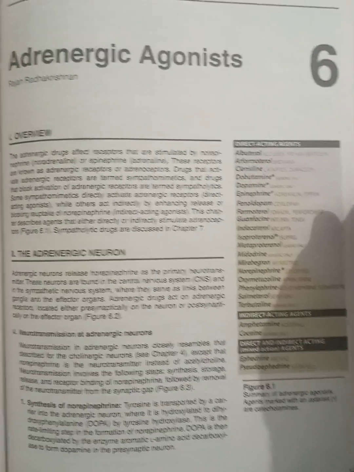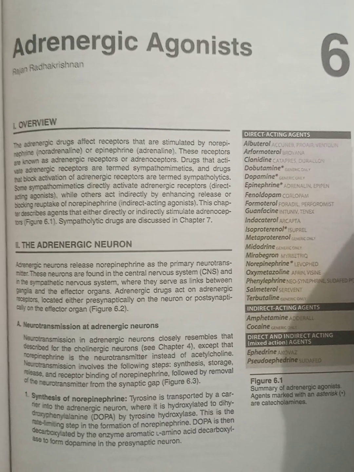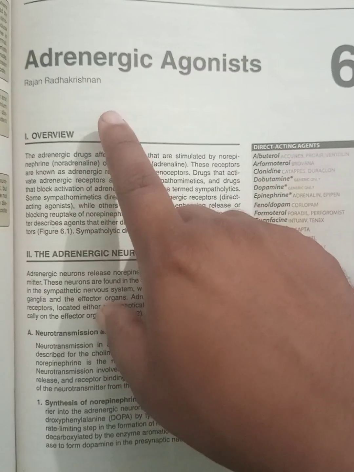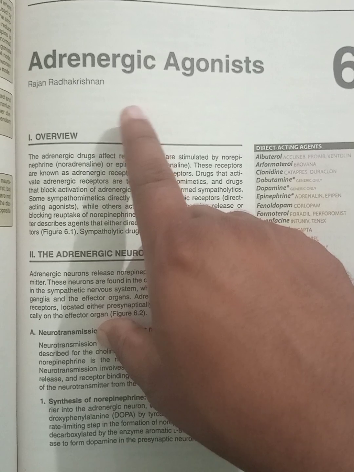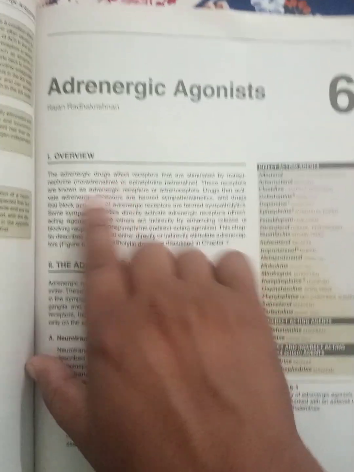Hello friends, today we discuss chapter number 6 of pharmacology. Chapter name is adrenergic agonists, written by Rajan Radhakrishnan. First he started with the overview.